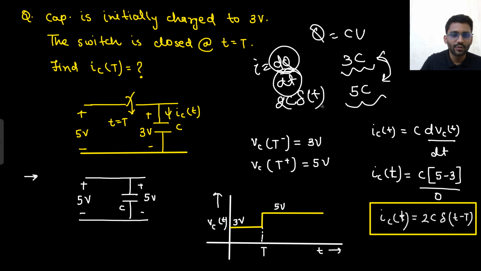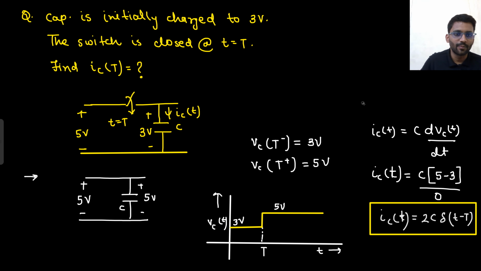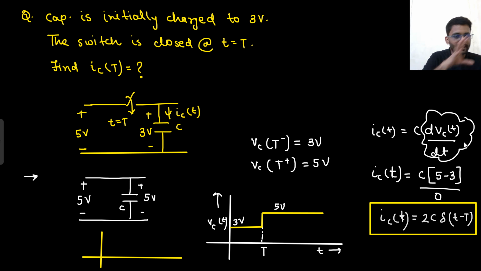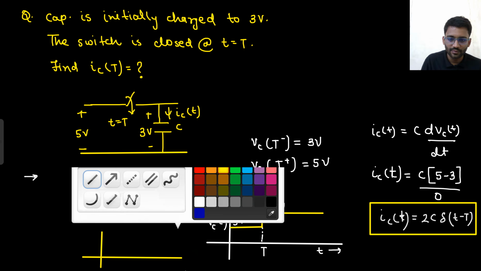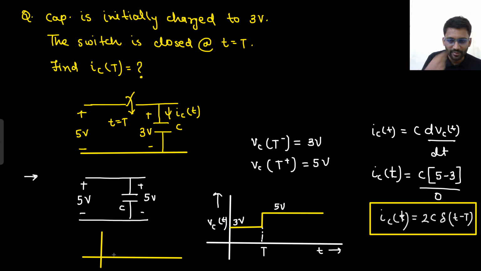Or also what you can do, you can simply integrate this waveform. If you have studied signals and systems, you just need to differentiate this waveform. ICT would simply be C dVc by dt. So just the differentiation of this waveform into C will be our final answer. What will be the differentiation of this waveform? This is a constant. Differentiation of a constant will be 0.